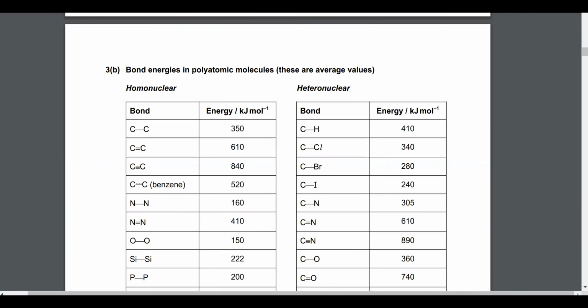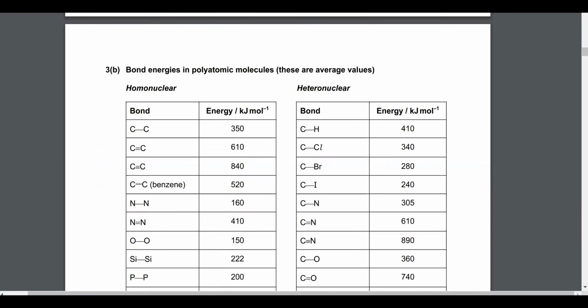So all these bonds are part of a polyatomic molecule. So you can at best just use average values, because every time a molecule is different, the bond energy would be slightly different as well. So these are all the bonds in polyatomic molecules and their average values.